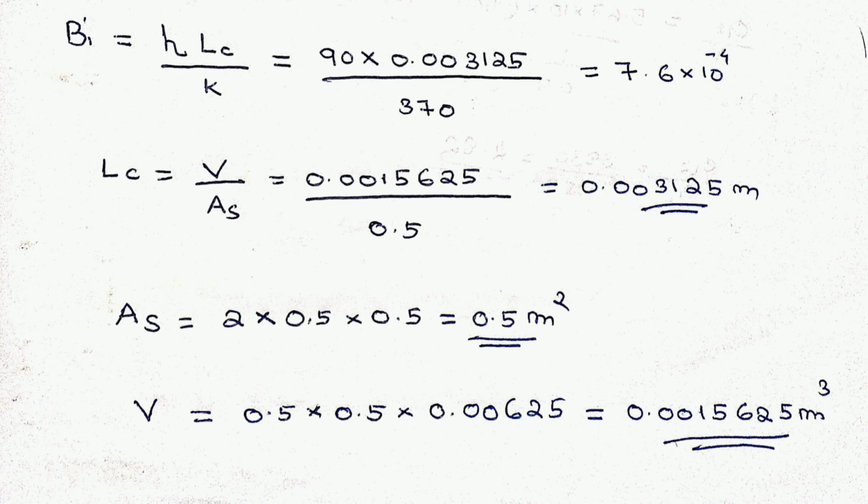By substituting in that equation, we get h, which is given as 90, into Lc divided by thermal conductivity 370. We get Biot number as 7.6 into 10 raised to minus 4, which is less than 0.1. So we can use that equation.